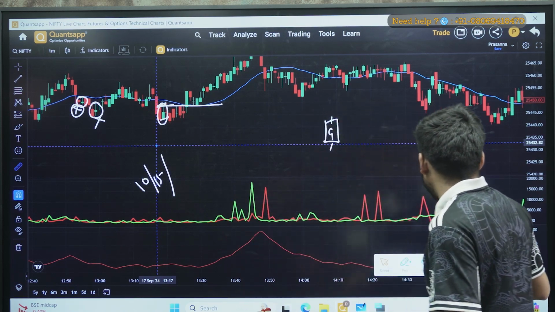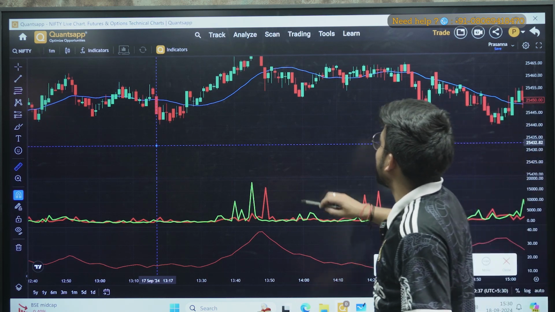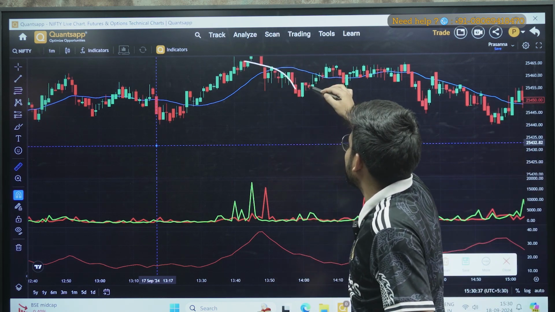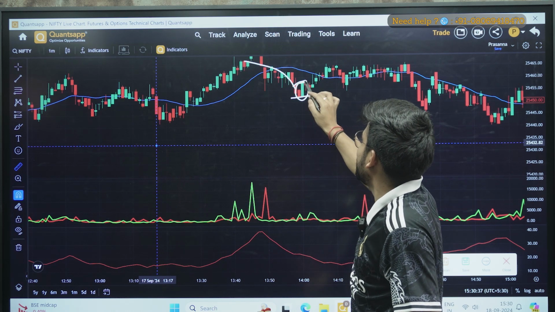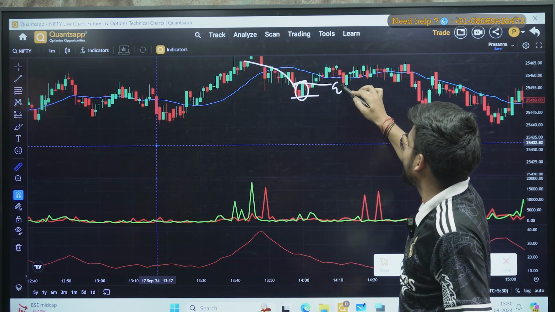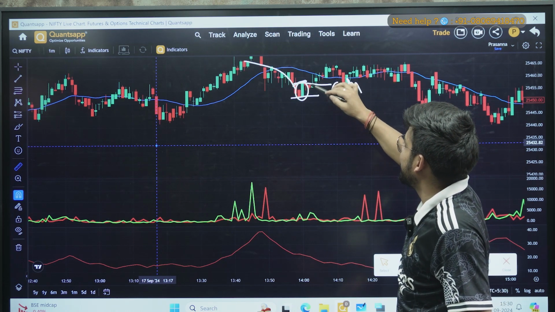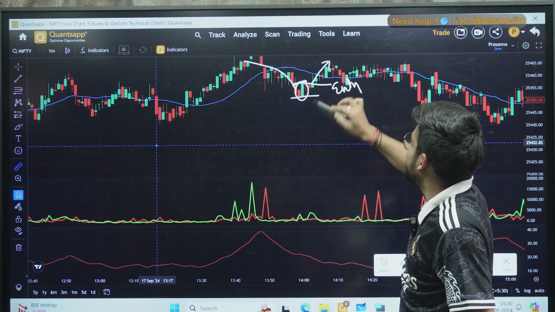Let's see some other example here. For example, my market went in the downward direction, then I got a good moderate candle here, right? You can see here, then I'll mark its high as my entry point, and when it gets broken, then I'll initiate my entry here.